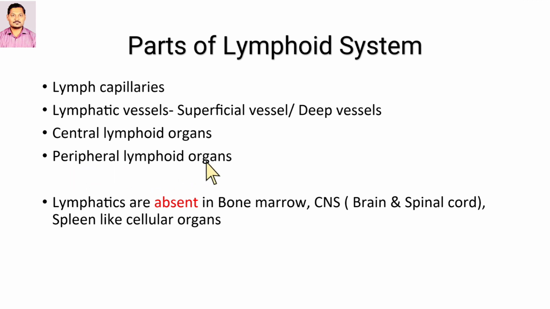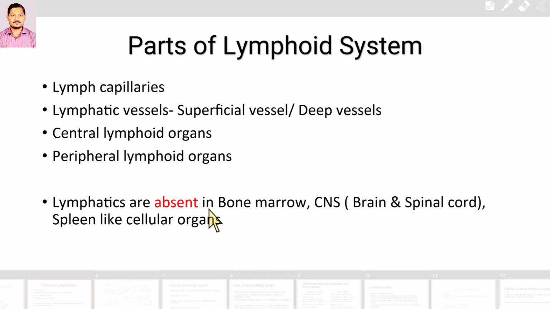So peripheral lymphoid organs are again the collection of lymphoid tissue in the peripheral part of the body, where you generally have the mature cells already residing, waiting for something to stimulate them. So lymphatics are absent in some of the tissues. Okay, so bone marrow doesn't have the lymphatics. Your central nervous system, brain and spinal cord generally lack the lymphatics, and some cellular organs like spleen also lack the lymphatics. So only a few of the organs lack the lymphatics.